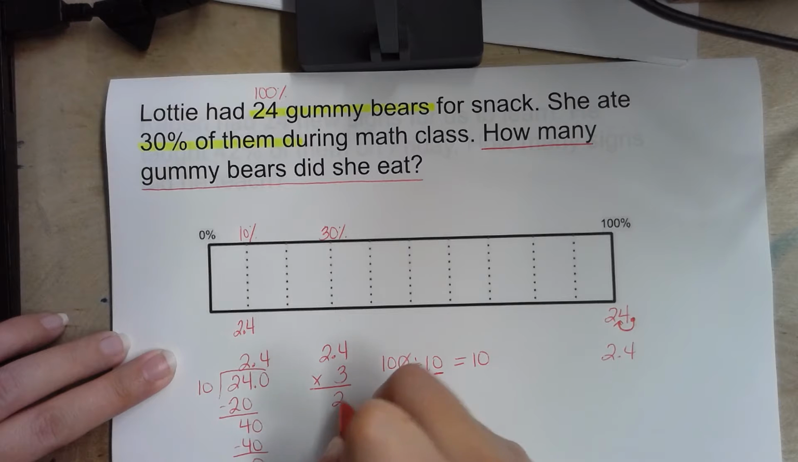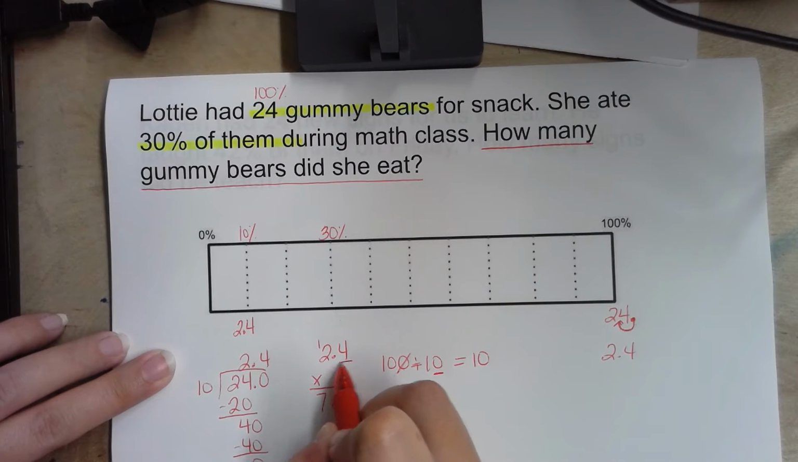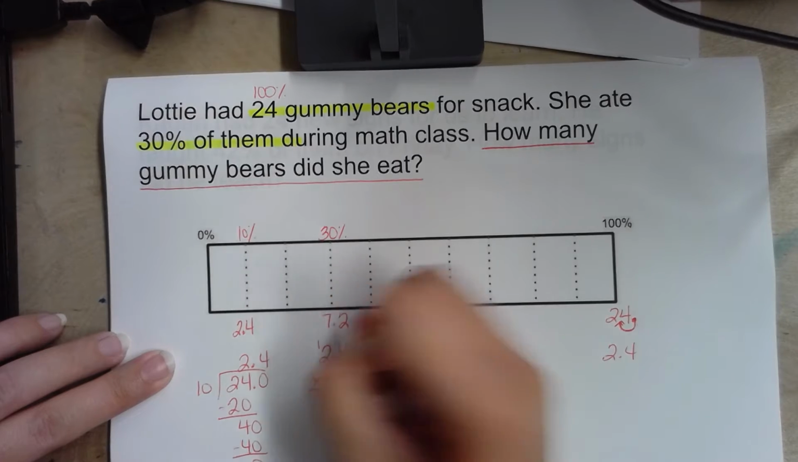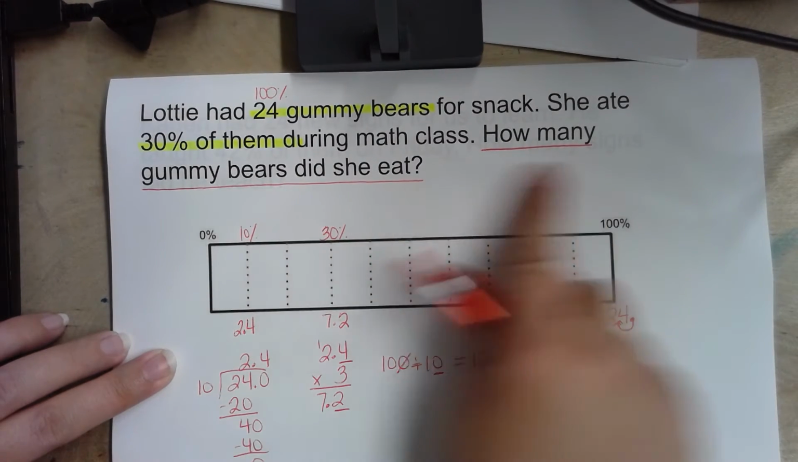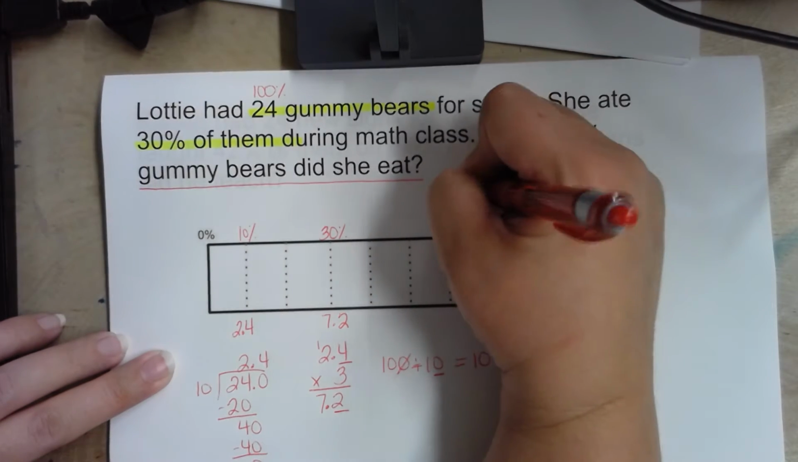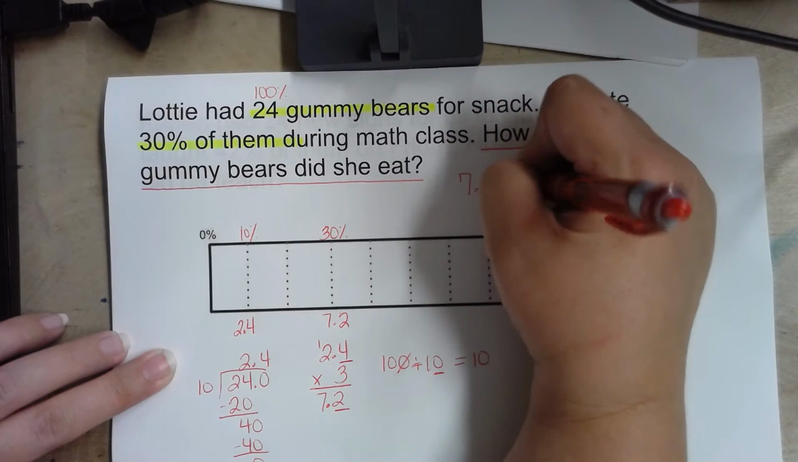And that would give me 72. I have one number behind a decimal, so I need one number behind a decimal here. So it'd be 7.2. So how many gummy bears did Lottie eat? 7.2 gummy bears.